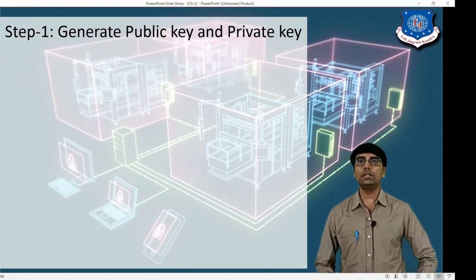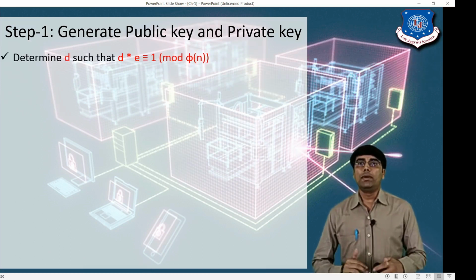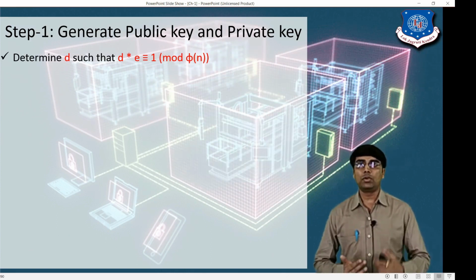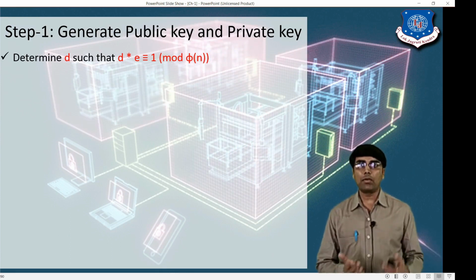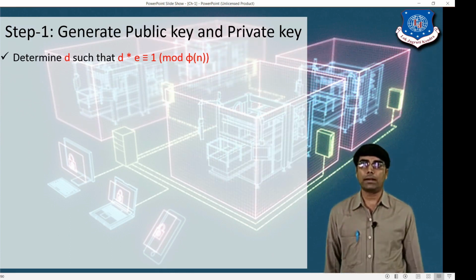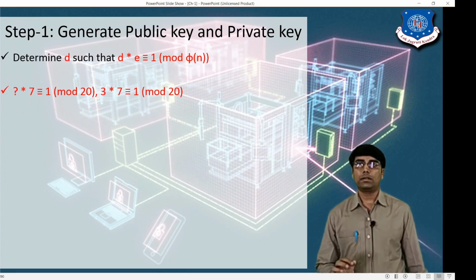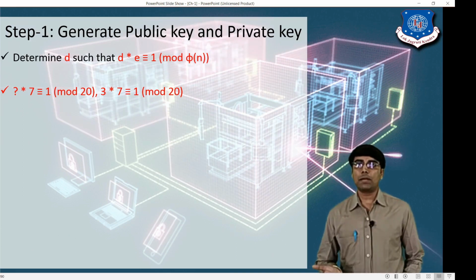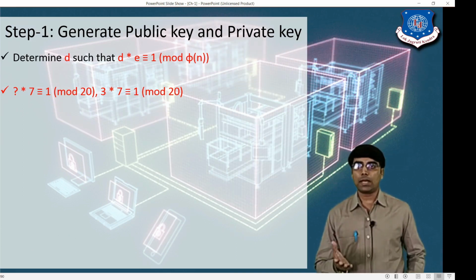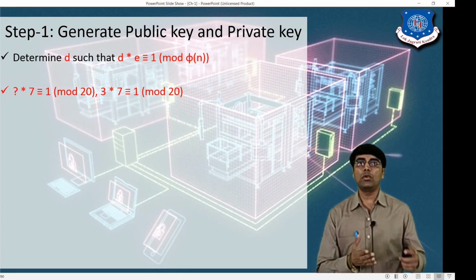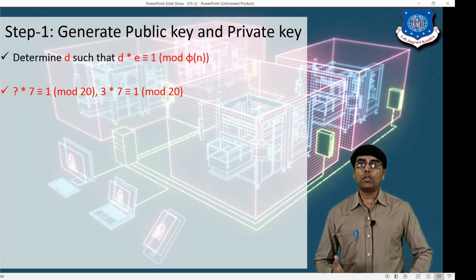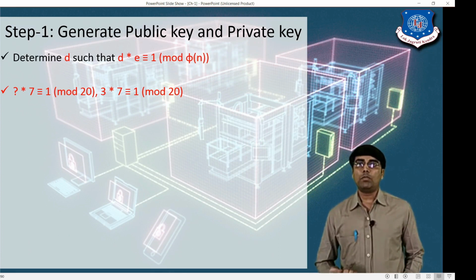Now we have to calculate the decryption key also. So determine d. There is one formula to find d: d multiply e equals 1 mod phi of n. To calculate d, d is the unknown because we have to find it, and e is equal to 7. So d multiply 7 equals 1 mod phi of n, which equals 20. Now what do we multiply with 7 so that we get the remainder 1?